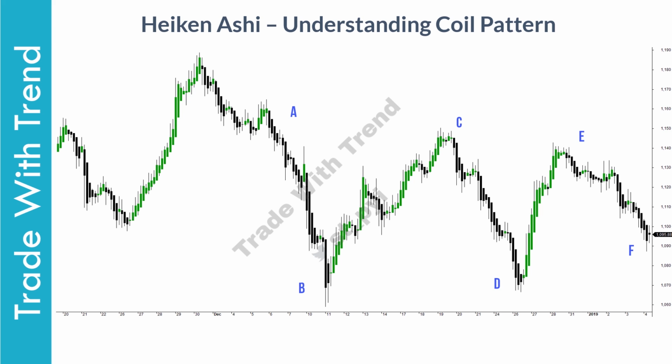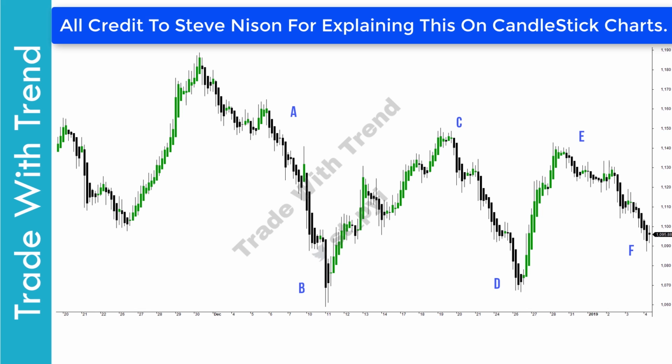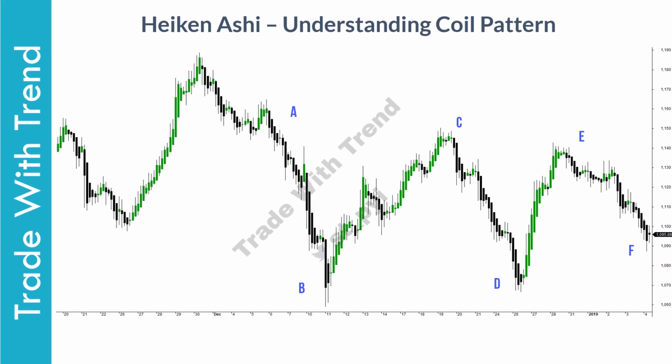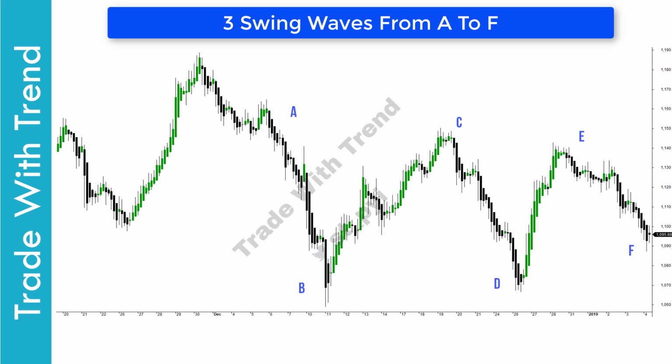I had first seen this pattern in one of Steve Nison's teachings on candlestick trading. When I researched on this, I realized that it worked really well with both standard and Heikin Ashi candlesticks. The coil trading pattern is part of 3 swing moves where each swing leg exhibits loss of momentum. This is an important point to note, and let me explain this in detail.